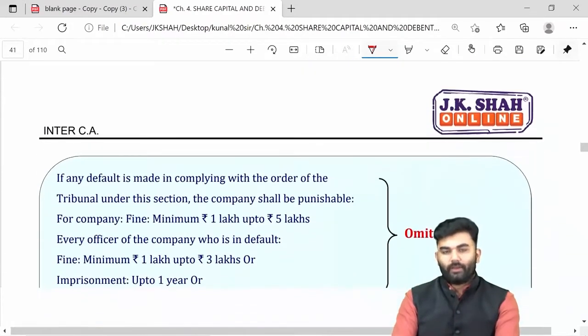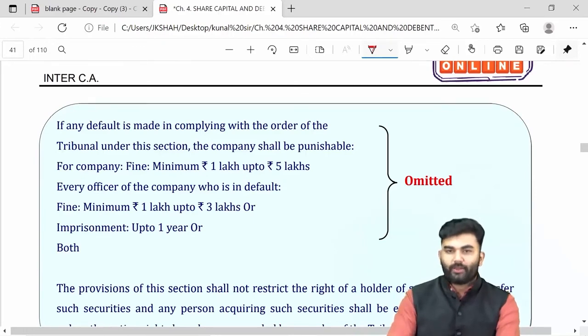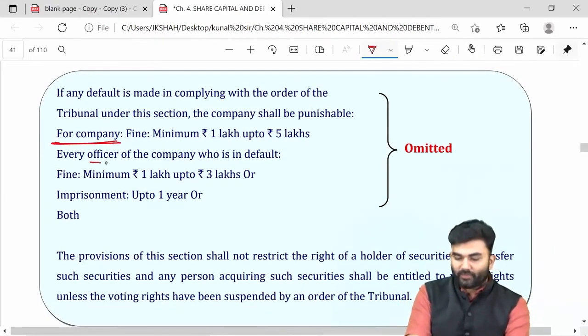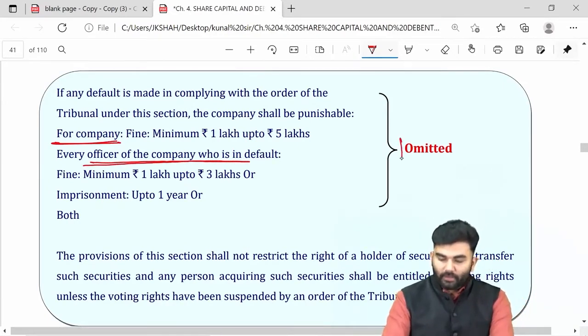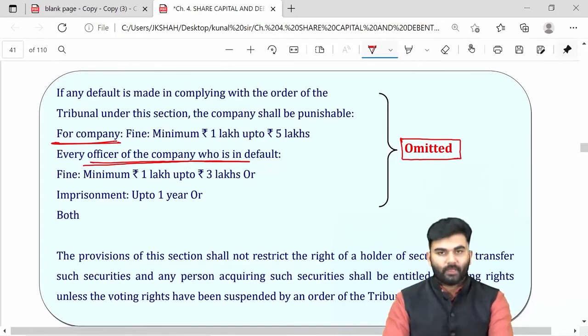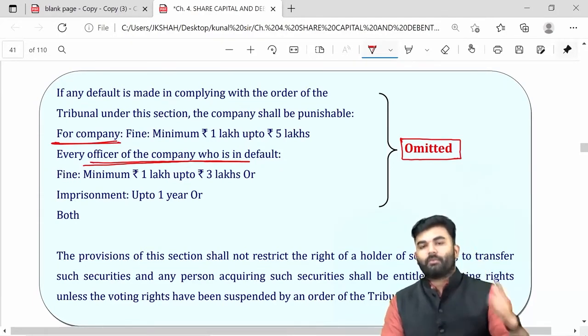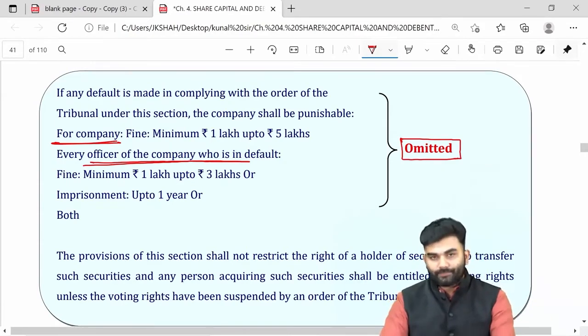If the company makes a default in fulfilling the orders of the tribunal, then there used to be a penalty upon the company as well as every officer who is in default. However, this penalty is now omitted. So till now, under section 48 and under section 59, the penalties have been omitted.